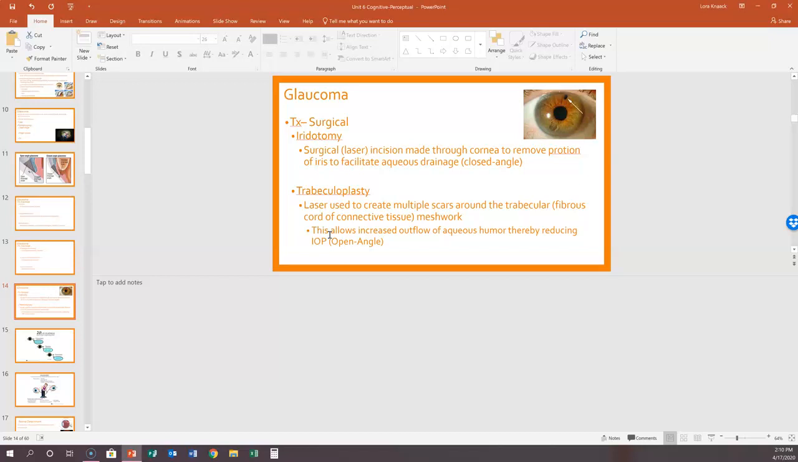And then the trabeculoplasty, this is a laser that is used to create multiple scars around the trabecular meshwork, the fibrous cord-like connective tissue where the fluid needs to drain into. This allows for increased outflow of aqueous humor, therefore reducing the intraocular pressure. And then this one is for open angle.